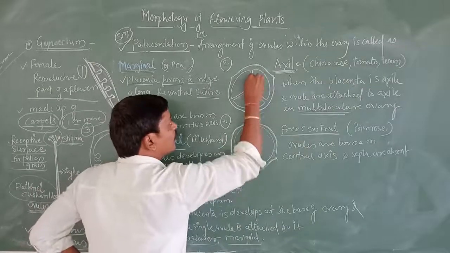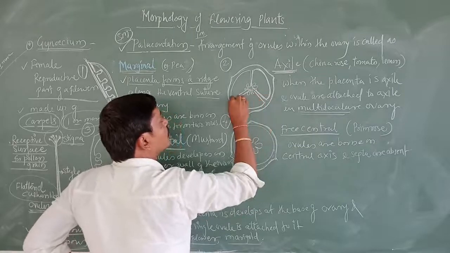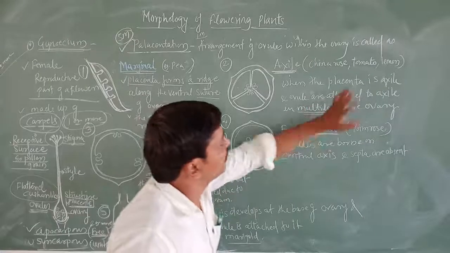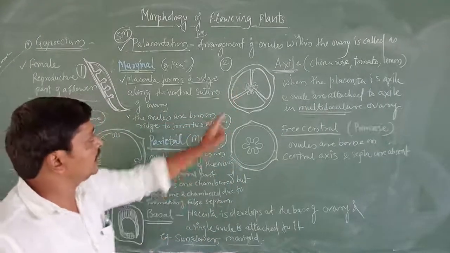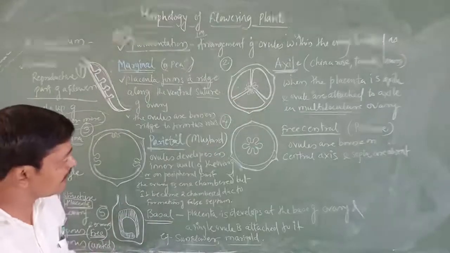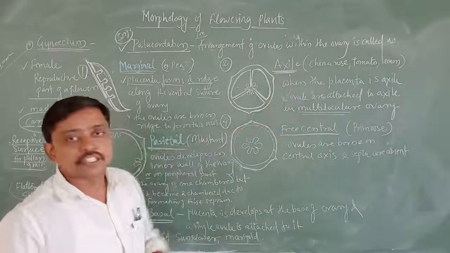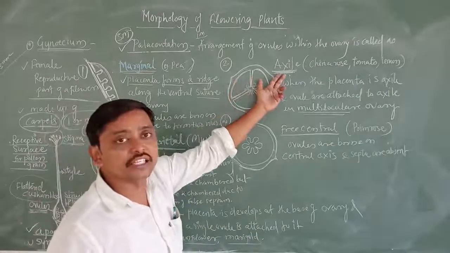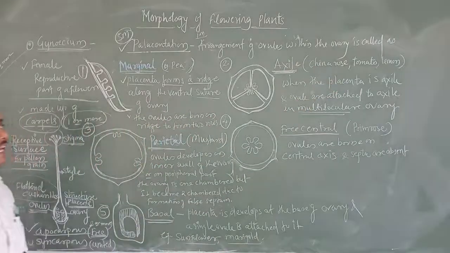In the sense, the ovary has more than 2 locules. See here, 1, 2, 3, and it is multilocular. Here we are not going to get any single locule, right? In a multilocular ovary, the placenta is axile, and the ovules are attached to it. We call that axile in a multilocular ovary. Such type of placentation is called axile placentation. It is seen in China rose, tomato, lemon, etc.